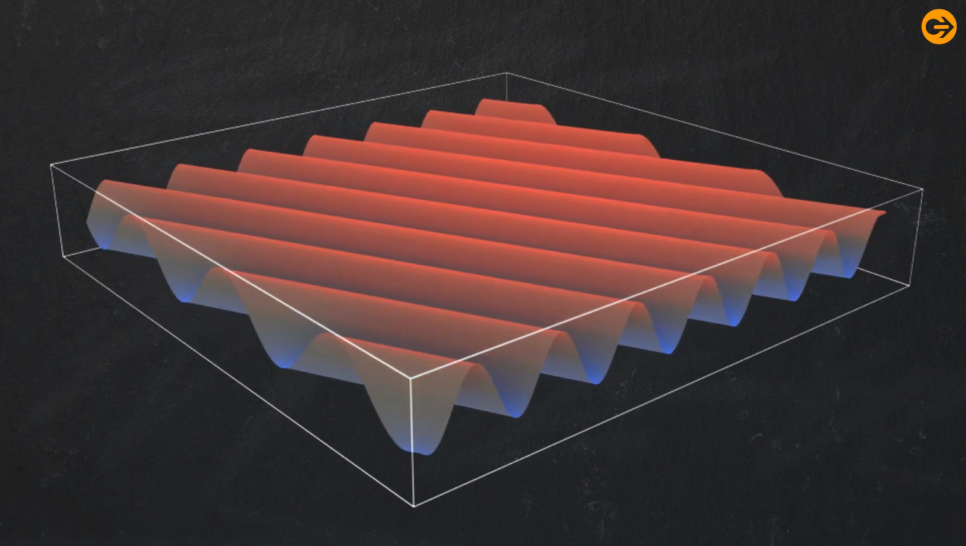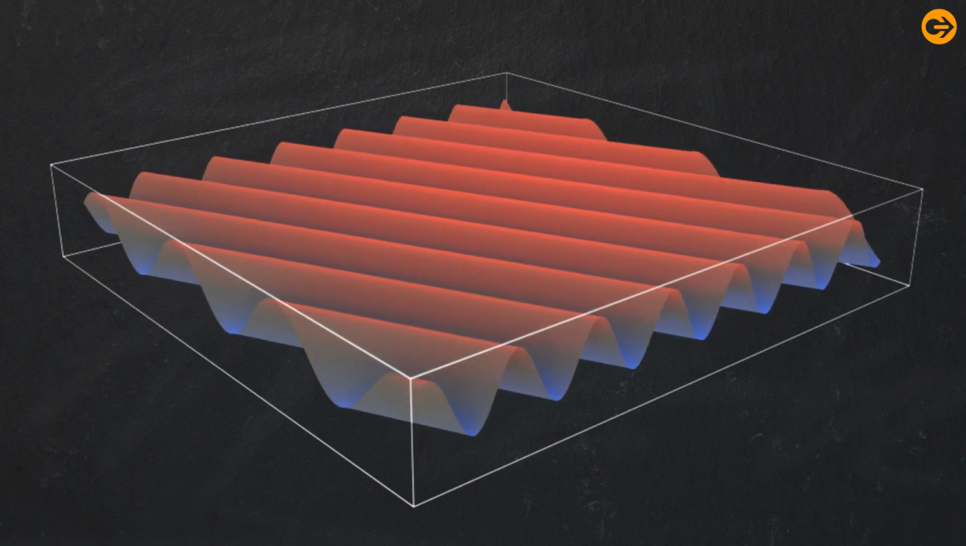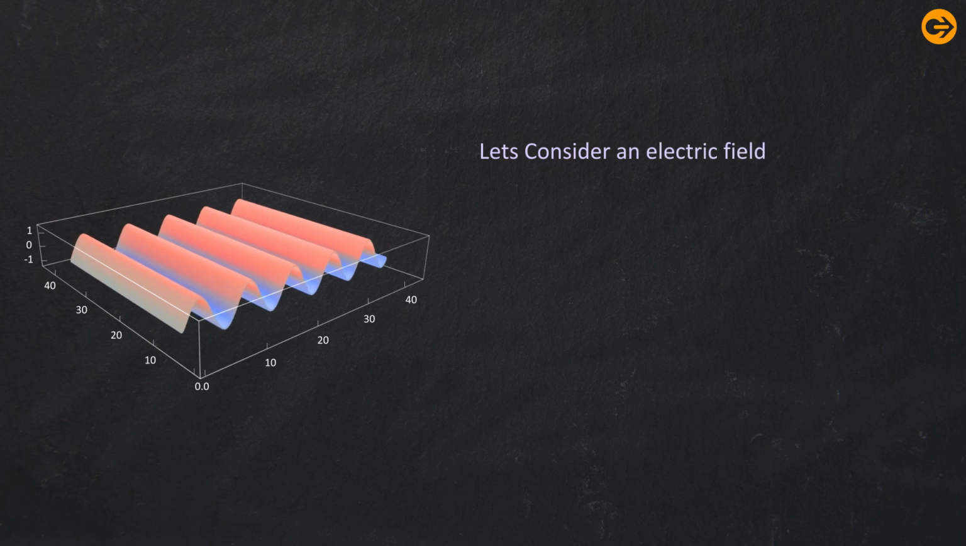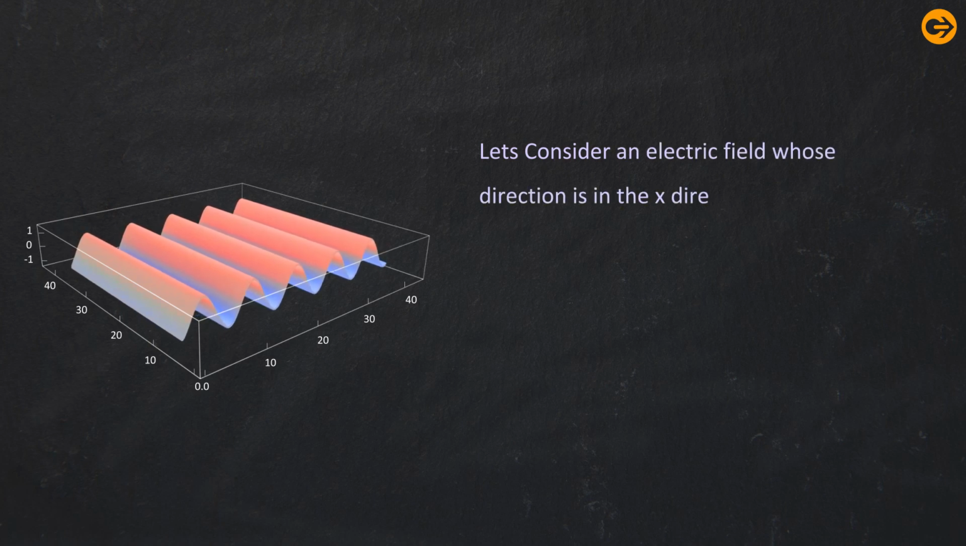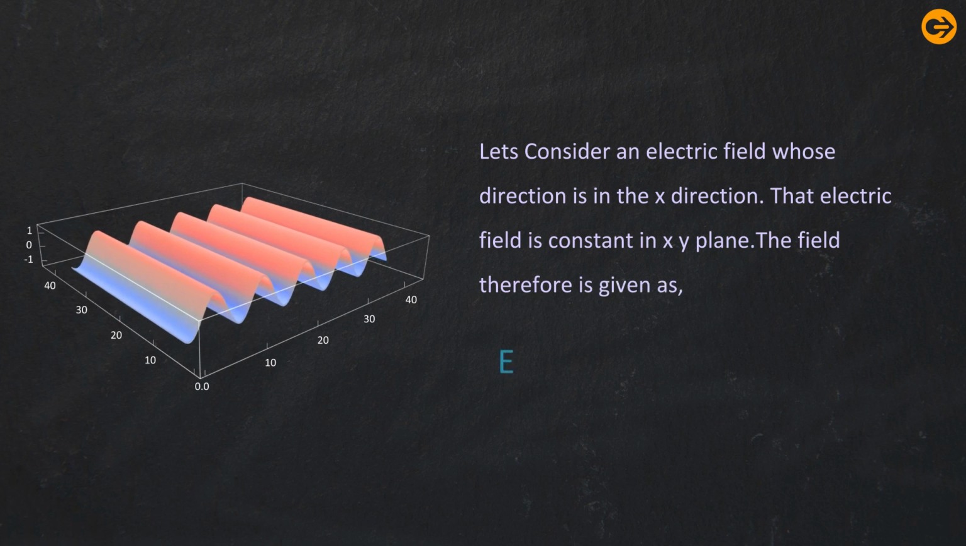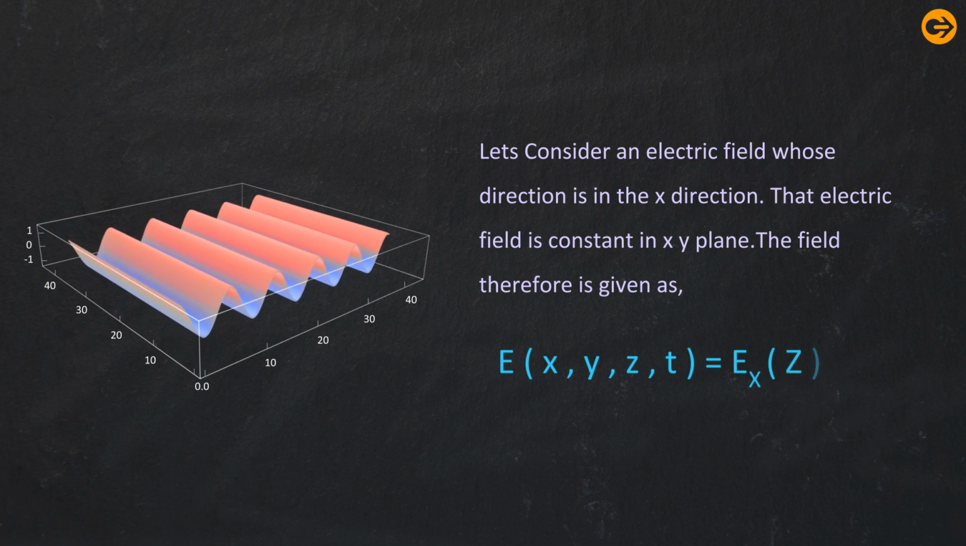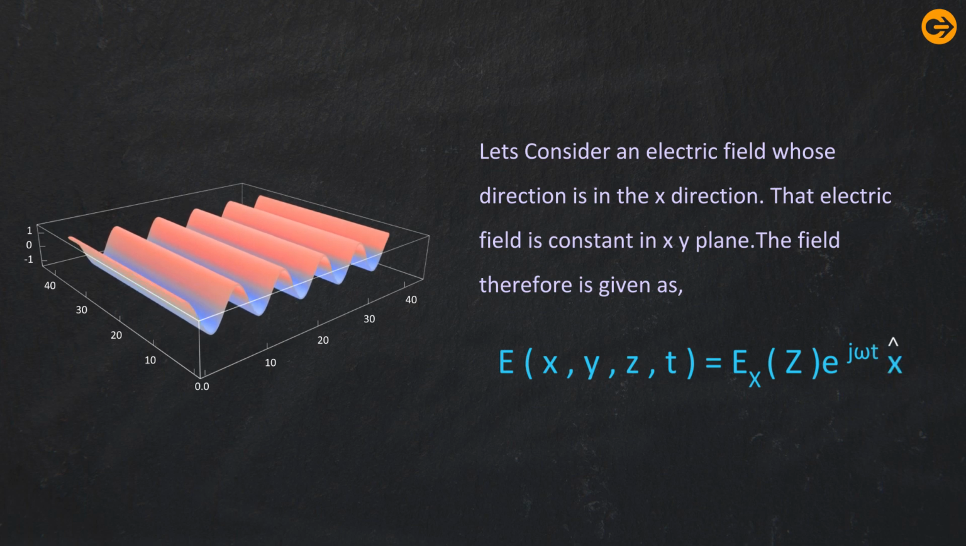Uniform plane wave has no variation of intensity in a plane x, y. Those are normal to the direction of propagation z. Let's consider an electric field whose direction is in the x direction. The electric field is constant in the xy plane. The field therefore is given as E vector (x, y, z, t) is equal to Ex(z) e to the power j omega t x hat.